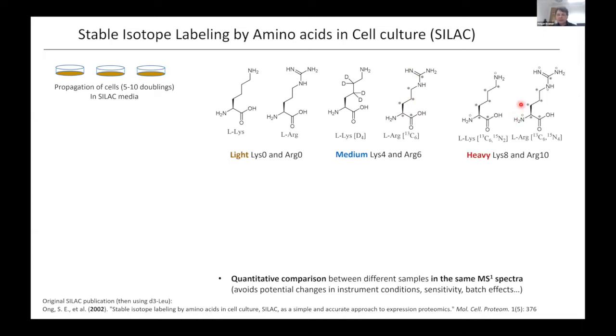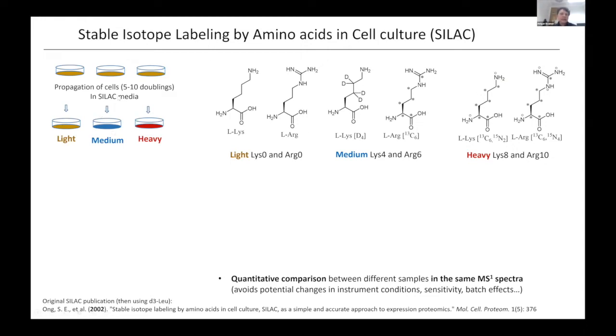And that concept can be pushed even further. By replacing all of the carbons and all of the nitrogens by their respective heavy versions, carbon-13 and N15, we can then have an 8-fold labeled lysine derivative and a 10-fold labeled arginine derivative. Chemically, these stable isotopes behave exactly the same as their light versions, but they can be distinguished in the mass spectrometer.